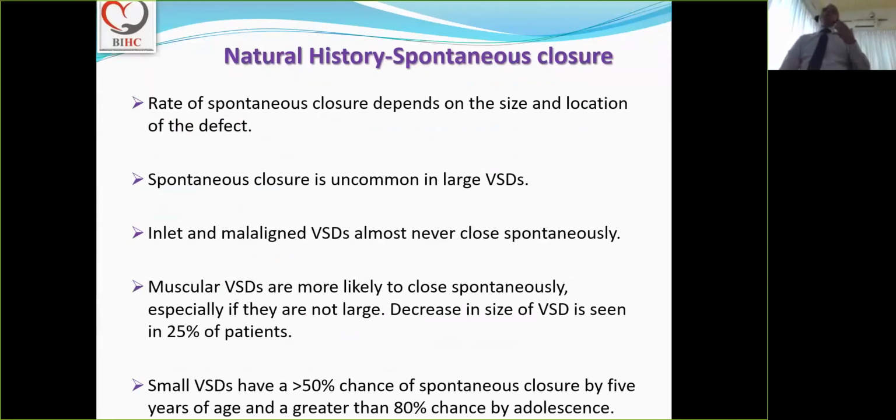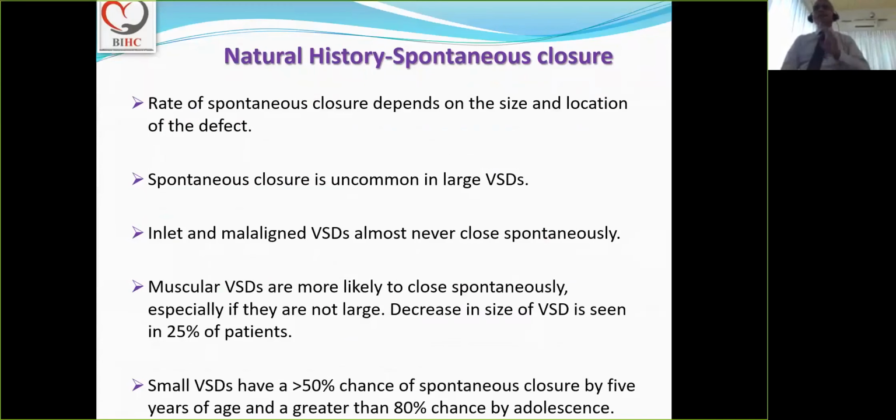One important question, and an area around which a lot of, I would say, superstition hangs, is the natural history relating to spontaneous closure. The rate of spontaneous closure depends on the size and location of the defect. We can't say that any defect has a chance of spontaneous closure. There are a number of variables there. To begin with, spontaneous closure is very unlikely in a large VSD.